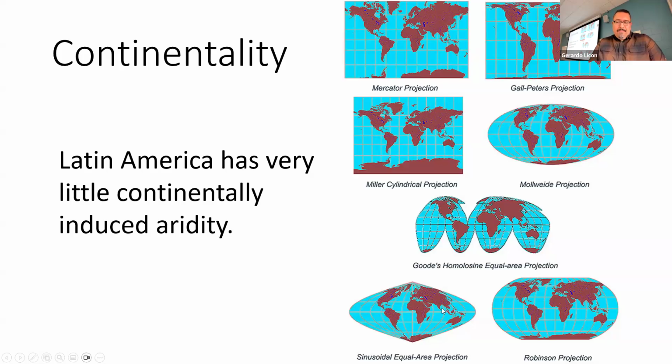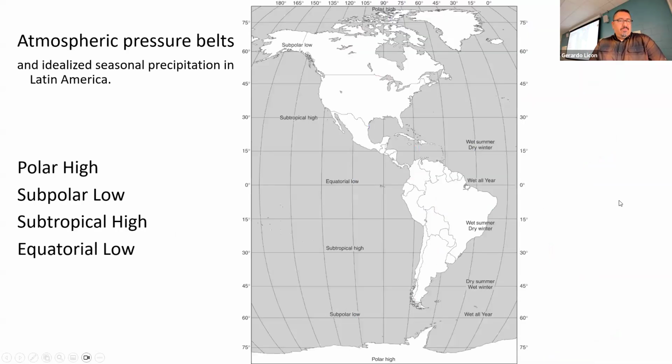If we look at different ways of showing the globe on a two-dimensional flat surface, and there's more than one way to do that, the typical one we're used to seeing is a Mercator projection, but there are all these different ways of trying to demonstrate more accurately what the land masses actually look like. Long story short, most of them show South America as being long north and south, and less wide along the longitude.